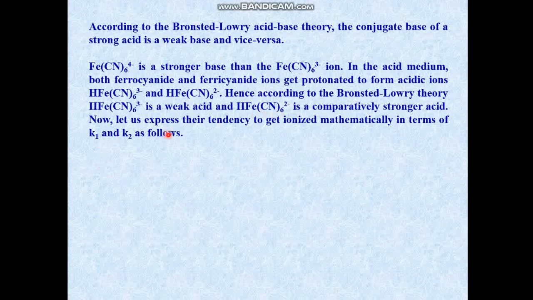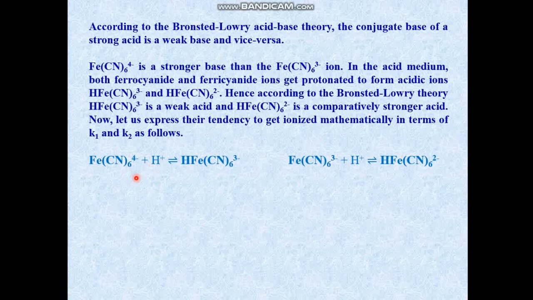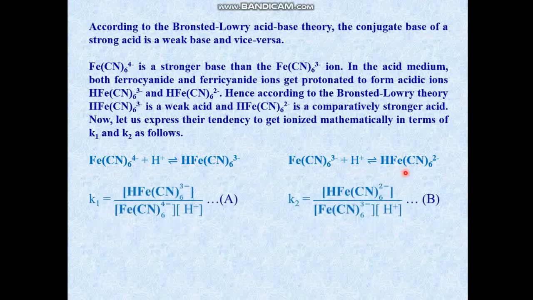Now let us express the tendency to get ionized mathematically in terms of K1 and K2. K1 and K2 mean acid dissociation constants. The protonation reactions are here: ferrocyanide getting protonated, this one is produced, and ferricyanide getting protonated, this species is produced. So what about the K1 and K2 values? Just according to the law of mass action, the products are in the numerator and the reactant concentrations in the denominator. Thus we get equations A and B.